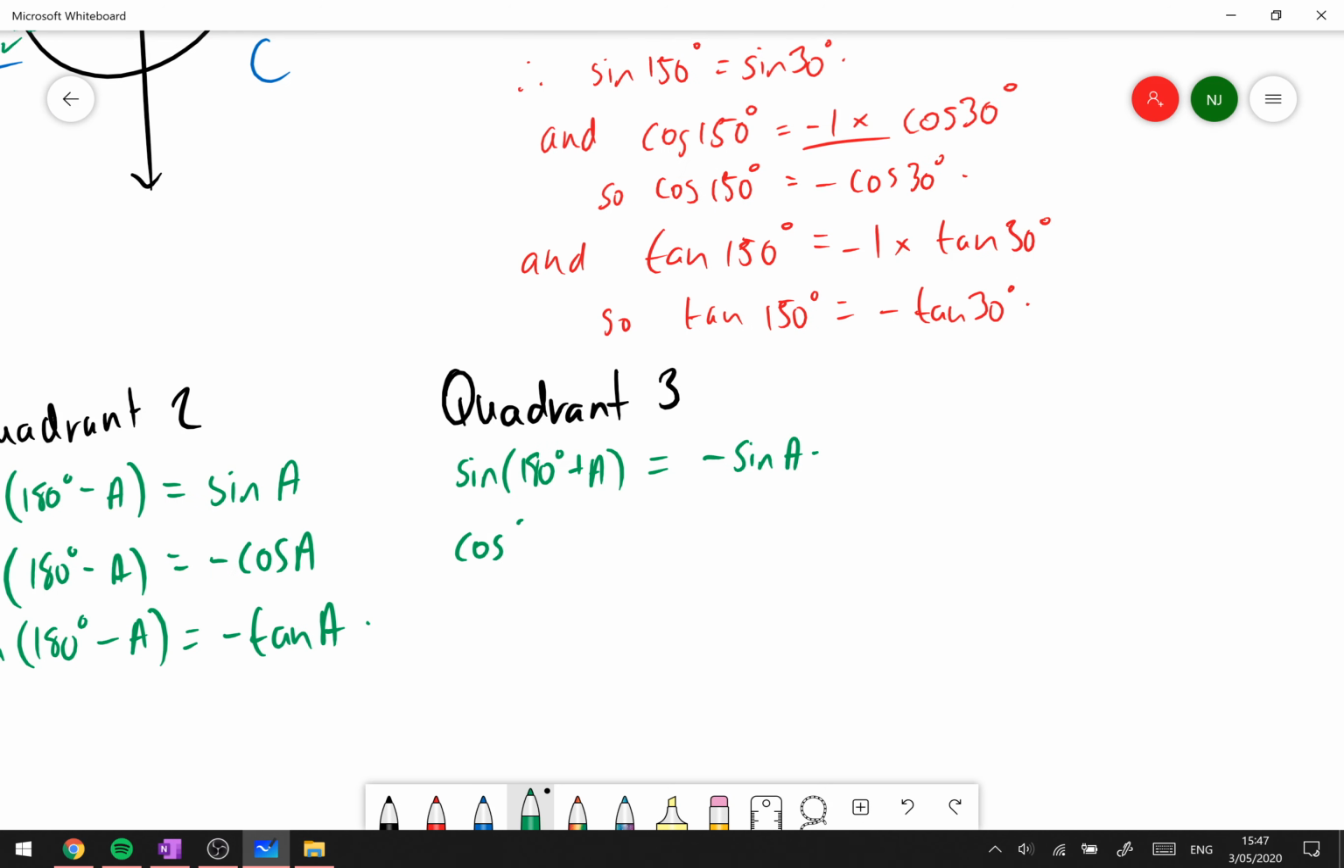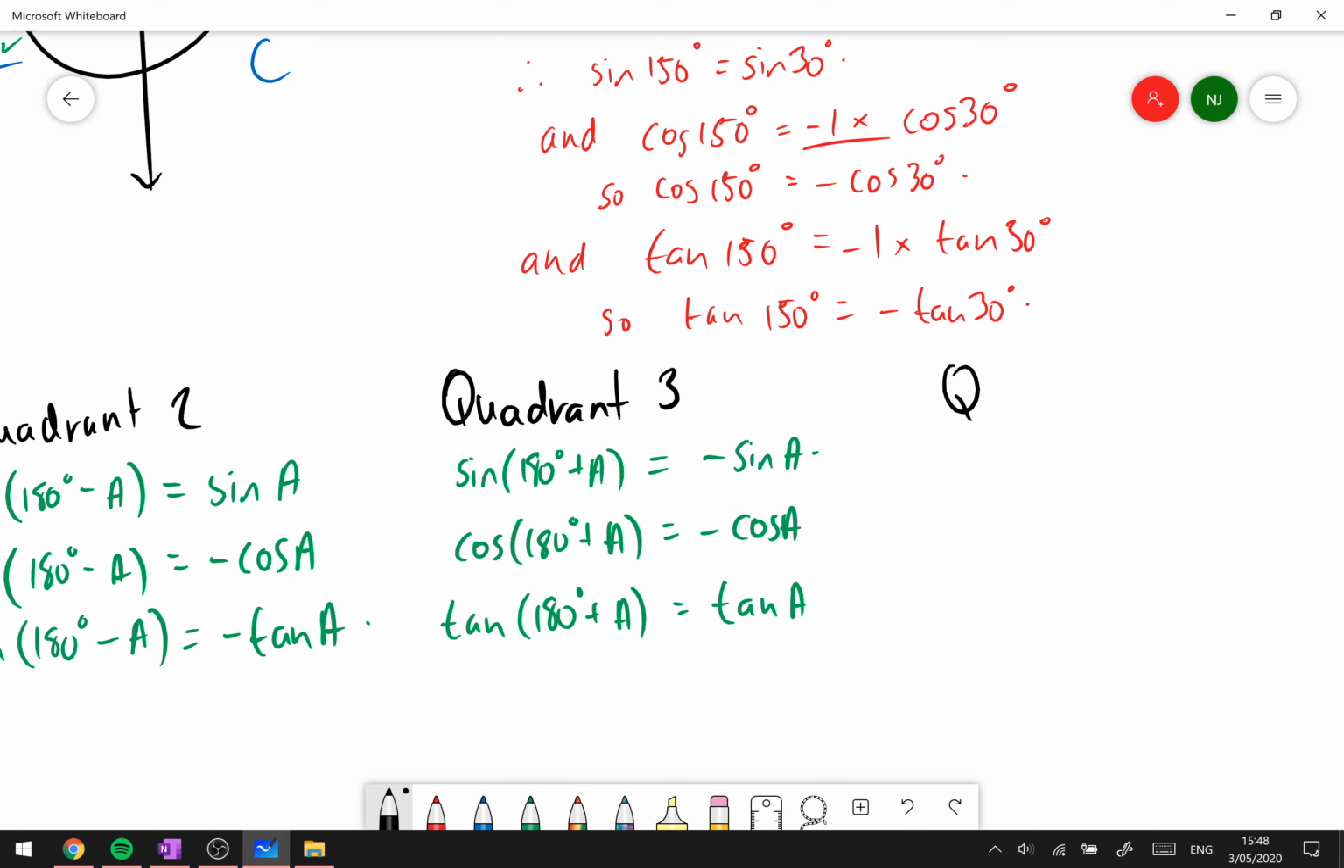Cos of 180 degrees plus A is equal to negative cos of A. And this is the one that's different: tan of 180 degrees plus A is equal to just tan of A. So say, for example, if you had tan of 225 degrees, so 180 plus 45, well, that's just the same as tan of 45, which is 1. And you can check that too. If you put tan of 225 into a calculator, you get 1, which is the same as tan of 45 in a calculator, which is also 1.